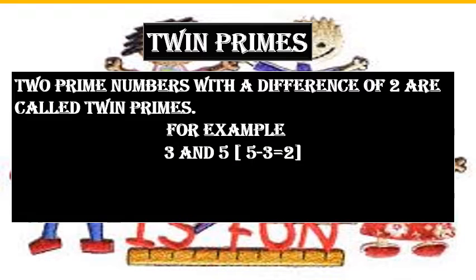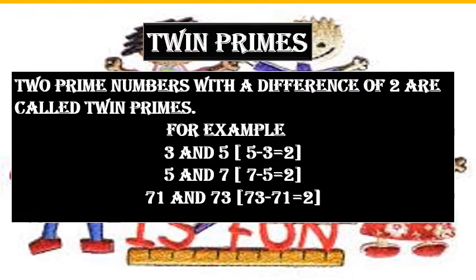For example, 3 and 5. When you subtract 3 from 5, the difference is 2. 5 and 7. 5 subtracted from 7 gives 2. 71 and 73. When you subtract 71 from 73, the difference is 2. All such pairs of prime numbers whose difference is 2 come under the category of twin primes.